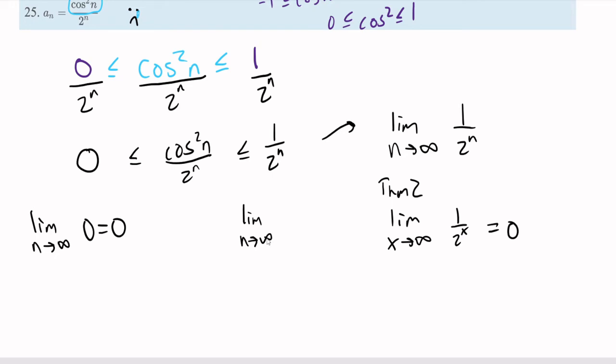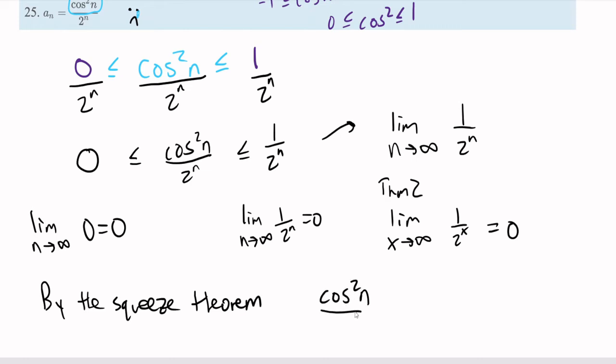Wait a minute. So you're telling me on top, this goes to 0. This goes to 0. So because this goes to 0 on bottom, this also goes to 0. They're equal by the squeeze theorem, right? By the squeeze theorem, that forces cos squared n over 2 to the n to also go to 0. Yippee.